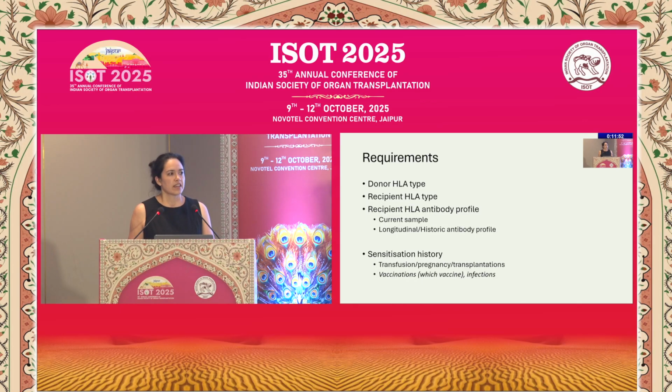The patient sensitization history is also incredibly important, and that helps us understand the antibody profiles that we have in front of us, but it also allows us to choose which serum sample we would like to use in order to inform the virtual cross-match. I've mentioned transfusions, pregnancy, and transplants, but also I'd like to know if a patient has had a vaccine recently or a serious infection, as that could affect the choice of serum as well.